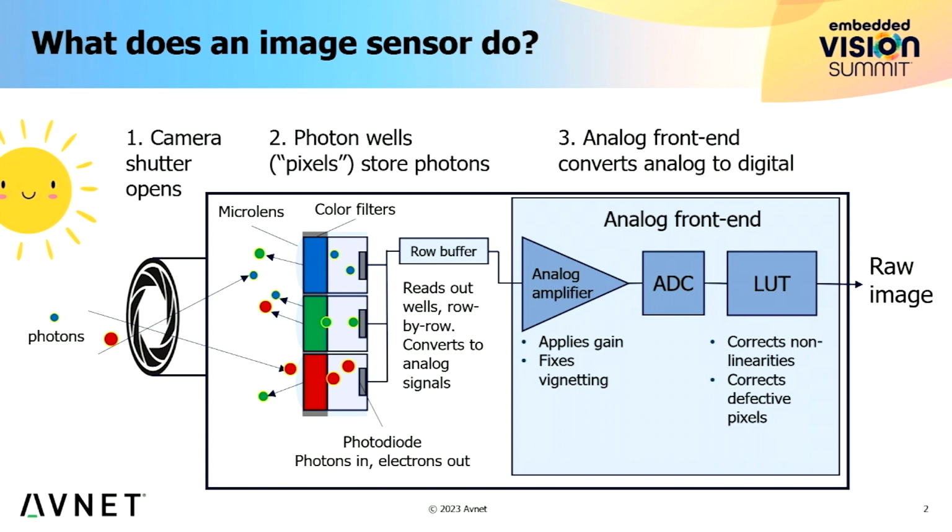So there's a couple different parts. The analog amplifier applies gain, fixes vignetting. Then it goes through the ADC, and then there's a lookup table that corrects nonlinearities and defective pixels. And then it outputs a raw image. So you're going all the way from photons to your raw image.